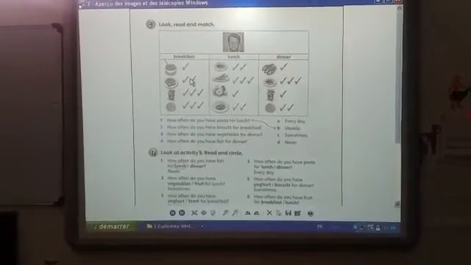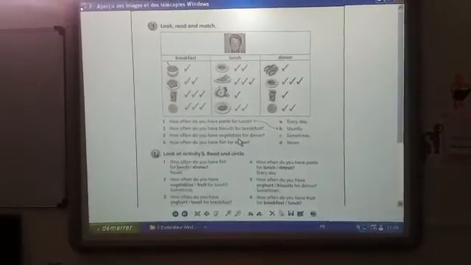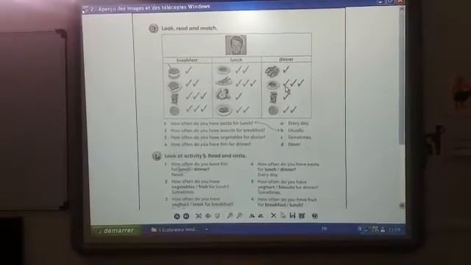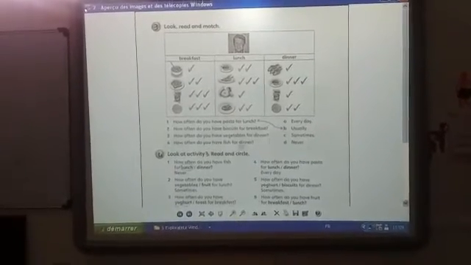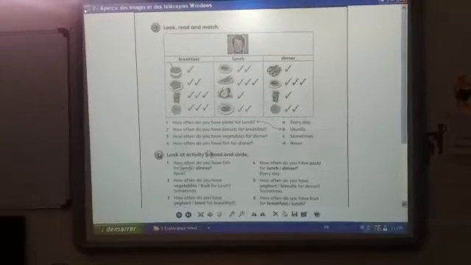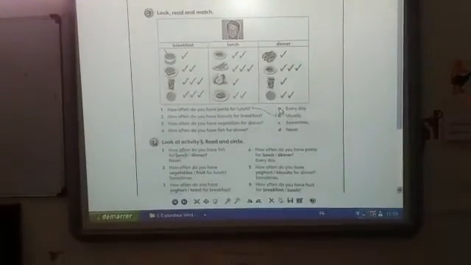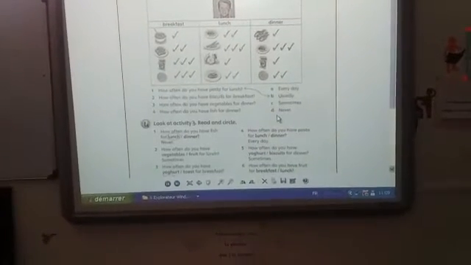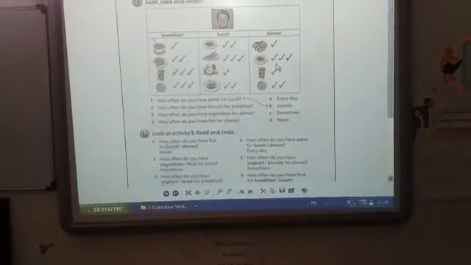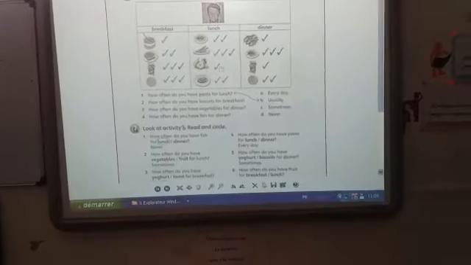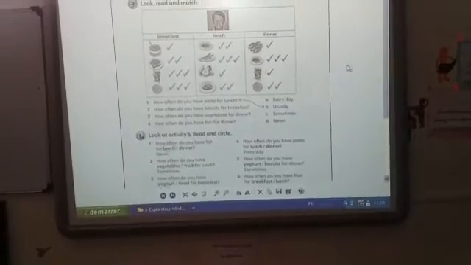The second question, how often do you have biscuits for breakfast? I have to return to the breakfast. How often do you have vegetables for dinner? I go to dinner and I look for vegetables. And the last one, how often do you have fish for dinner? I have to choose the best adverb here, and for sure keep returning to the table.